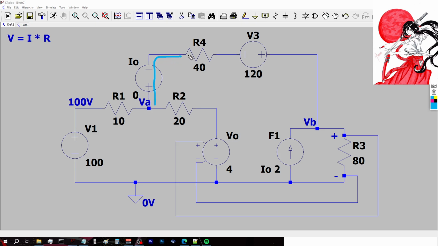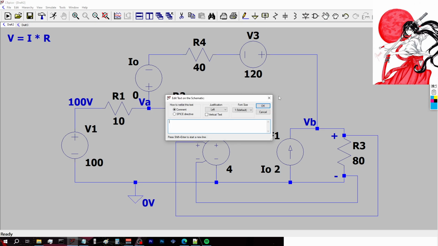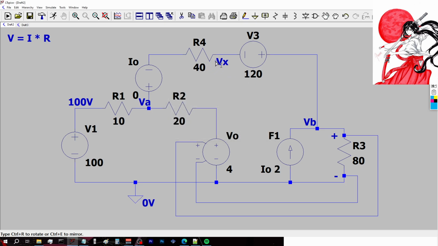And then we're going to go through this resistor, and Ohm's law is going to take effect. When we go through that resistor, it's going to produce a new voltage on this side of the wire. We need that for our IO equation, so let's label that voltage. We're going to label that Vx.